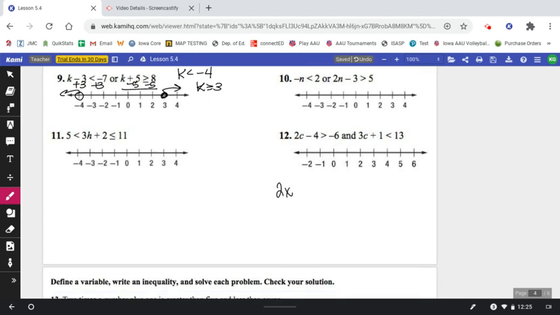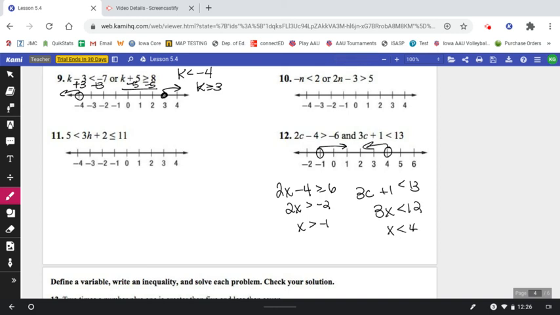Number 12, my first one is 2x minus 4 is greater than -6. Add 4 to both sides. So that would be -2. And divide by 2, which would give me x is greater than -1. On the right side, I subtract 1, so I get 3x is less than 12. Divide by 3, so x is less than 4.